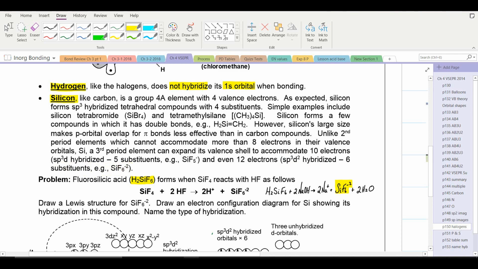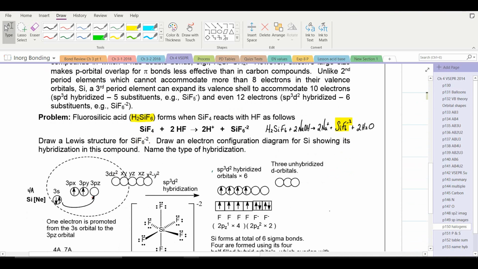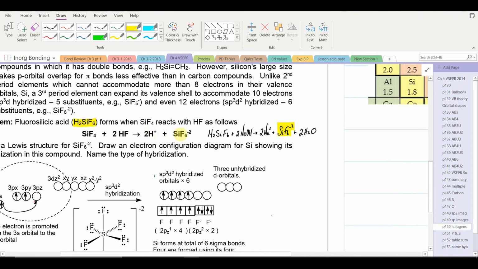Let's consider this last case. Fluorosilicic acid, H2SiF6, forms when silicon tetrafluoride reacts with hydrofluoric acid. This has been added to drinking water as a source of fluoridation to prevent tooth decay. So here's silicon tetrafluoride in hydrofluoric acid making fluorosilicic acid.